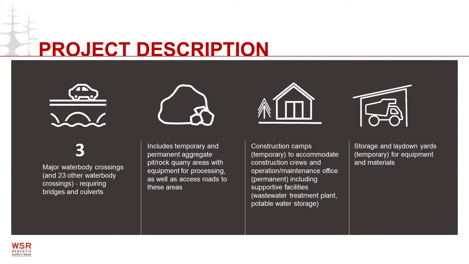Now, this project, as I mentioned, is not just a two-lane gravel road. It includes both temporary and permanent aggregate pit or rock quarry areas that would have equipment for processing rock, crushing it down into the different sizes for different purposes for the construction and maintenance of the road, as well as a medium-sized rock like riprap that could be used to protect culvert outlets at the smaller water crossings. And then the construction camps.